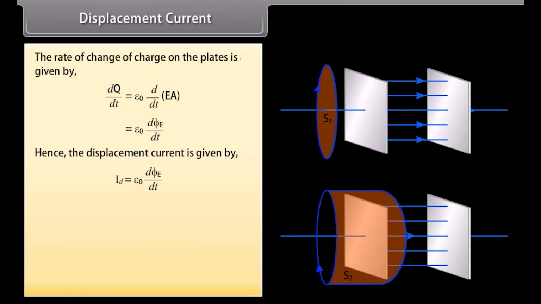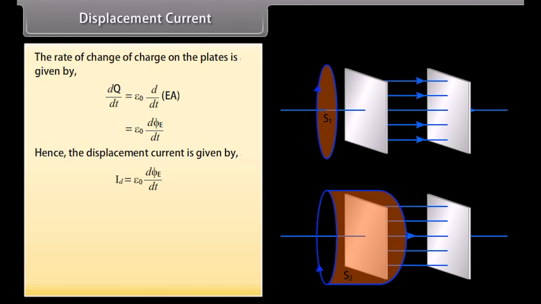The displacement current through the surface S2 has the same magnitude as that of the conduction current through the surface S1. Now, Ampere's law becomes the closed integral of B dot dl is equal to mu naught multiplied by I plus epsilon naught d phi E by dt.